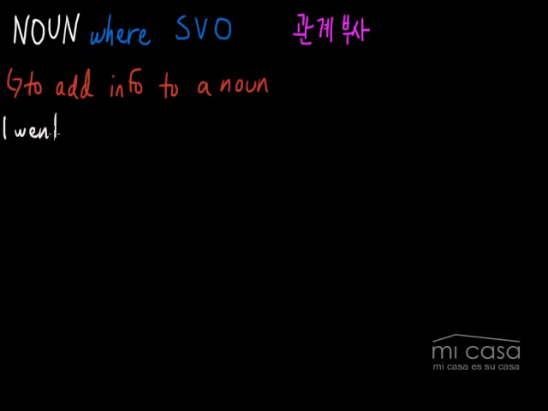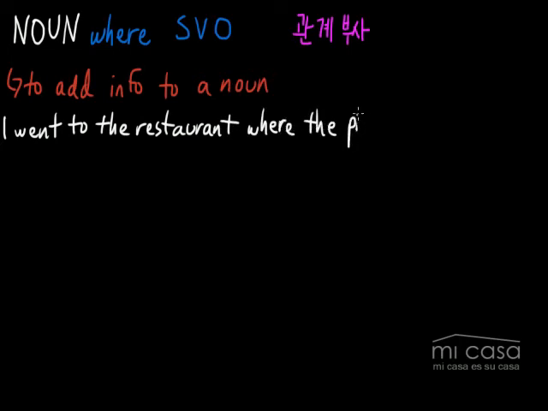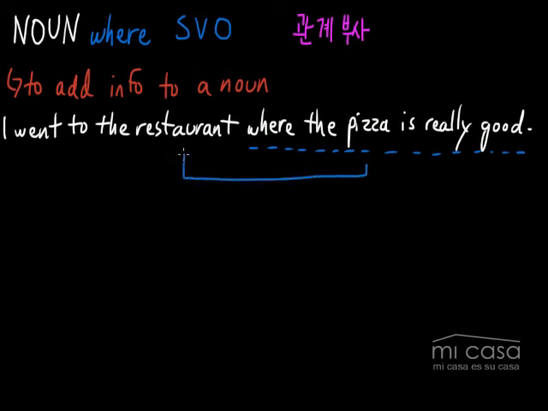I went to the restaurant where the pizza is really good. So if we look at this sentence, we see that we have a noun and then where plus a full sentence. And what is this talking about? Where the pizza is really good. This is referring, obviously, to the restaurant.